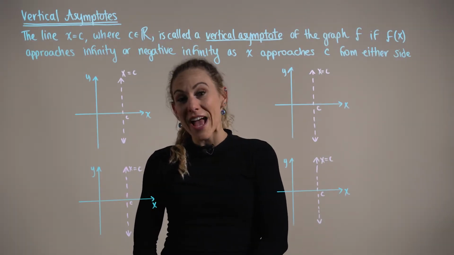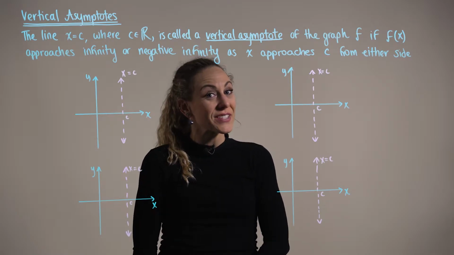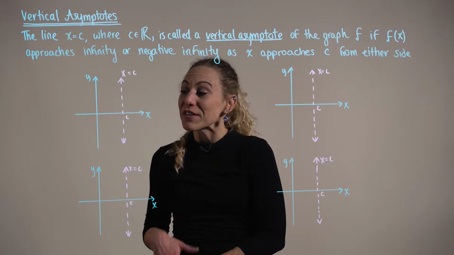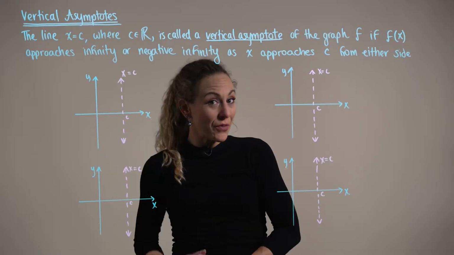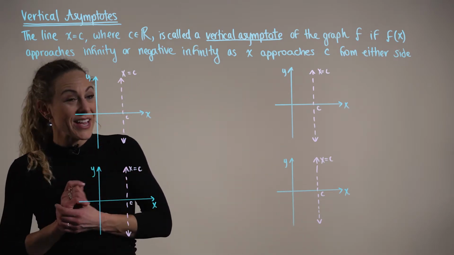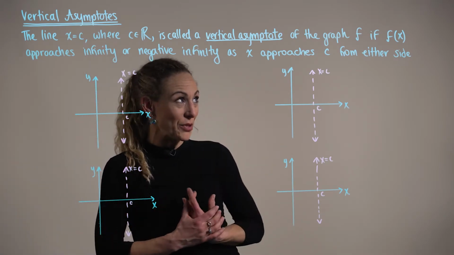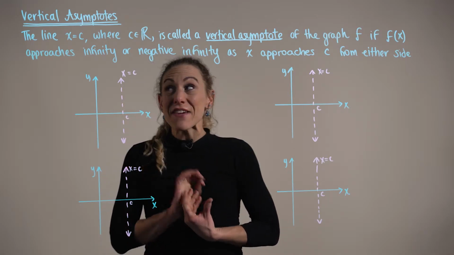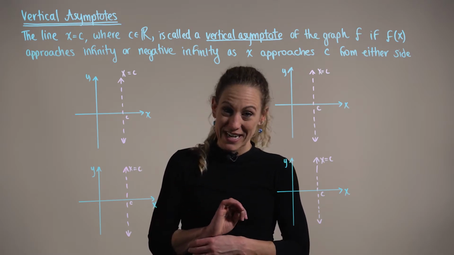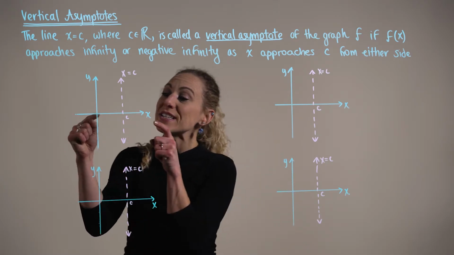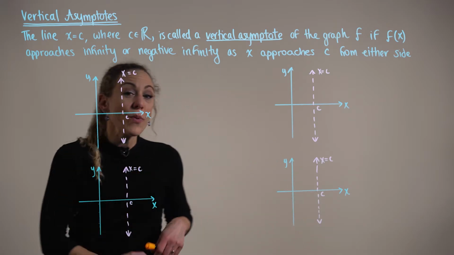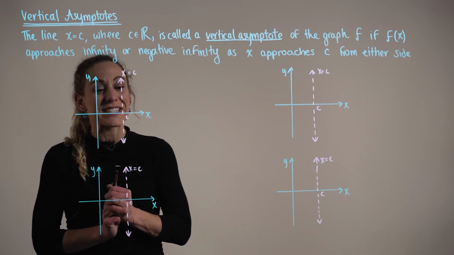So here we are looking at vertical asymptotes of rational functions in a little bit more detail. Now keep in mind that these are the undefined values of the rational function. So we say that a line x equals c is called a vertical asymptote of our graph of f if f of x is approaching positive infinity or negative infinity as x is approaching these undefined values c's from both sides. So we can have a couple of different cases that we need to consider here.